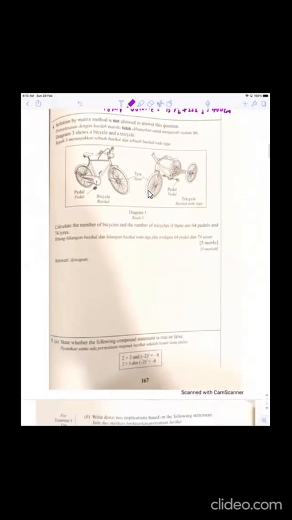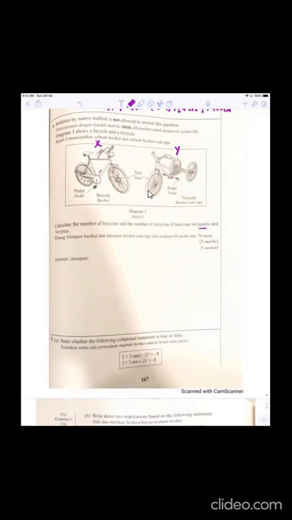So let's see question 4. Solution by the matrix method is not allowed, so we don't use matrix. We use the equation method. Calculate the number of bicycles and the number of tricycles. There are 64 pedals and 74 tires. So you can set bicycle as x, and the tricycle is y.